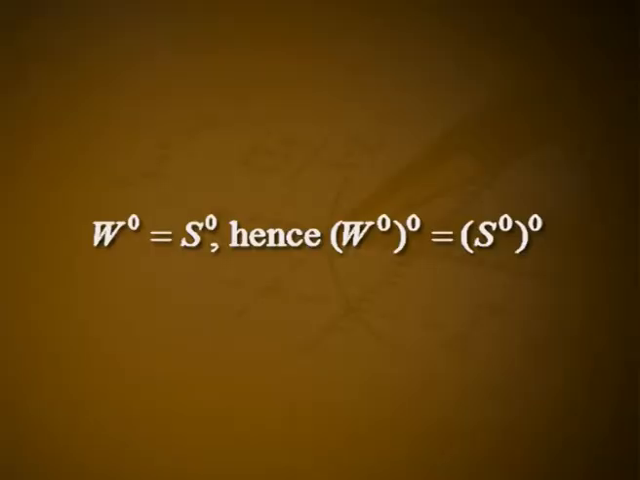Theorem 2. If S is any subset of a finite dimensional vector space V, then S naught naught is the subspace spanned by S. That is, if W is the subspace spanned by S, then W equal to S naught naught. Proof: let W be the subspace spanned by S, then clearly W naught equal to S naught. Hence, W naught naught equal to S naught naught. Therefore, what we are to prove is that W equal to W naught naught. In the discussion just above the statement of the theorem, we have proved this.